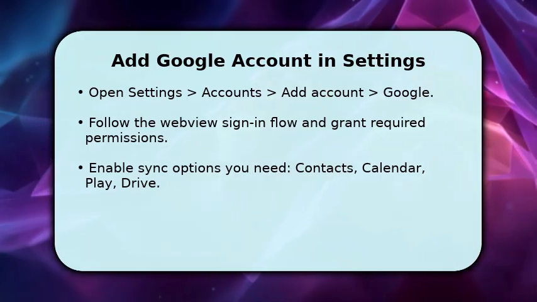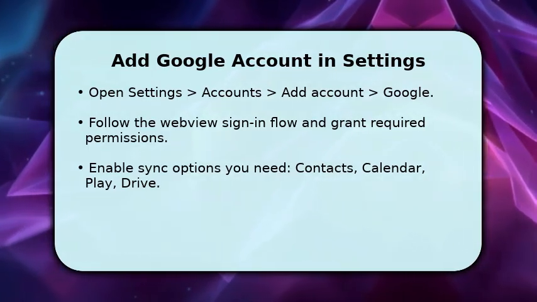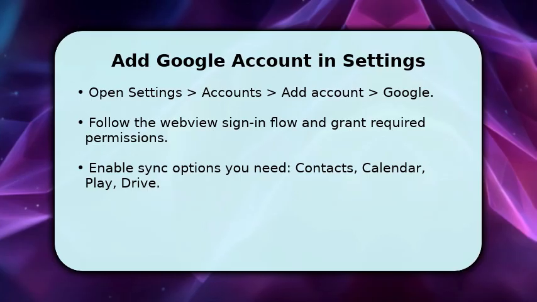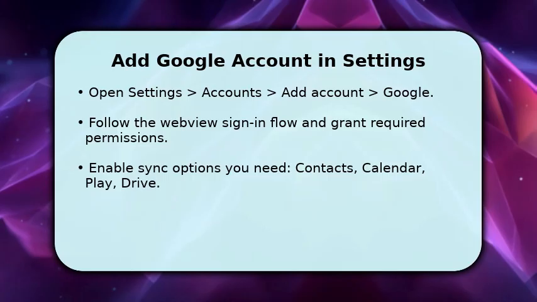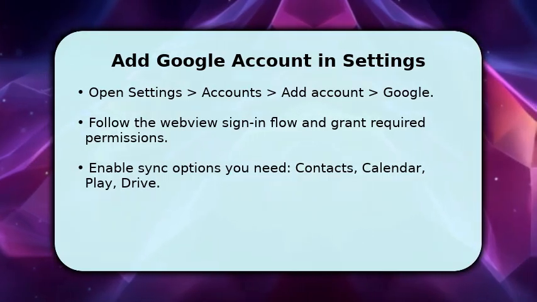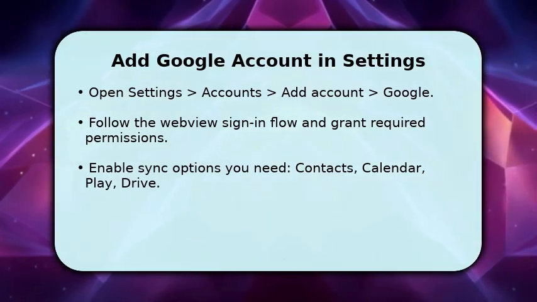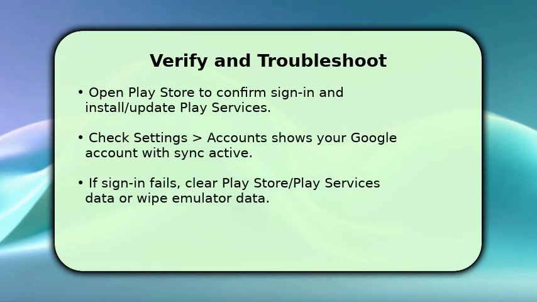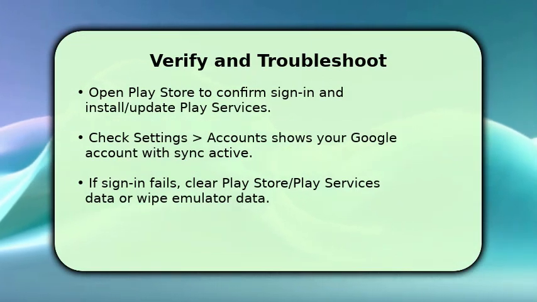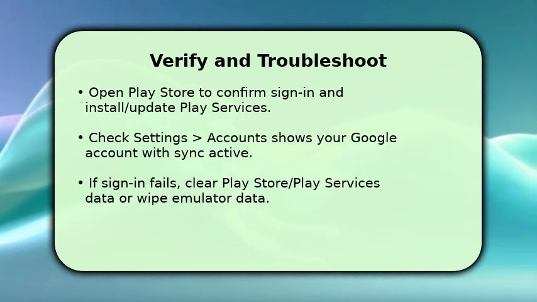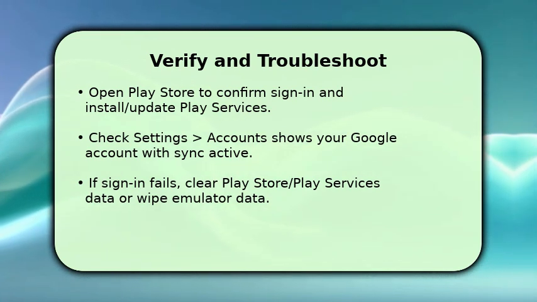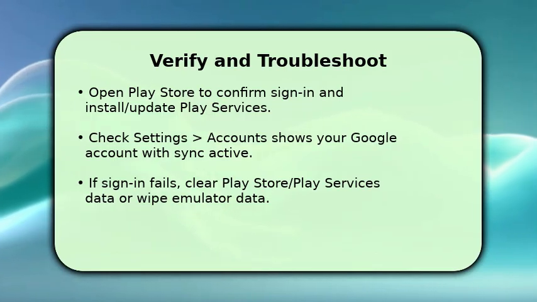Once signed in, tap Account Sync and enable the toggles you want: Contacts, Calendar, Play, Drive, so data flows into the emulator. If the web view stalls, close it and retry after clearing app cache. Finish by opening Google Play to verify you're signed in and that Play services updates if prompted. Installing or updating Play services often fixes runtime errors. Make sure the account appears in Settings Accounts and that sync completed.